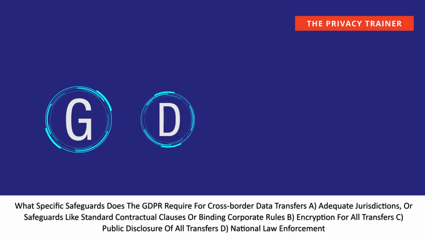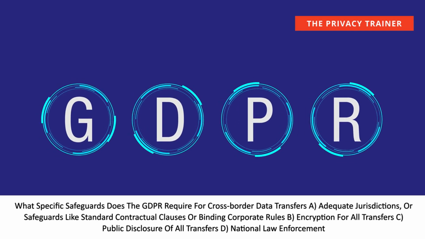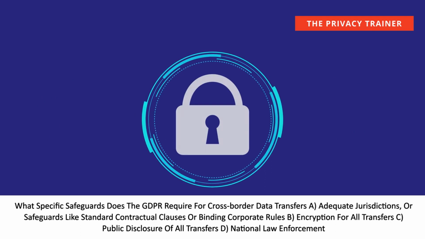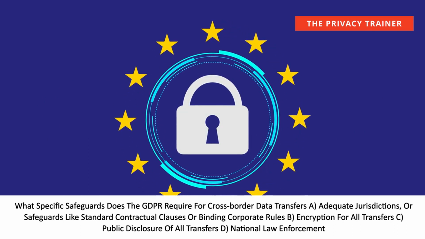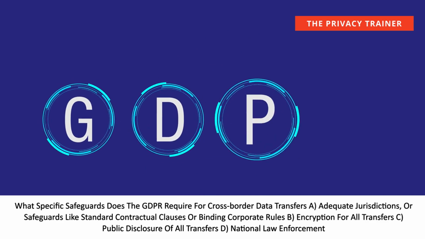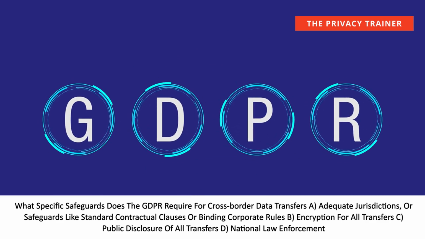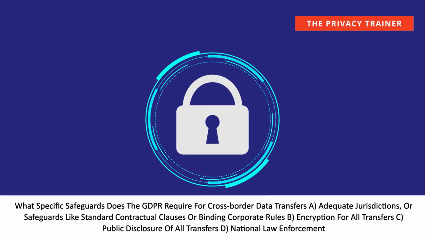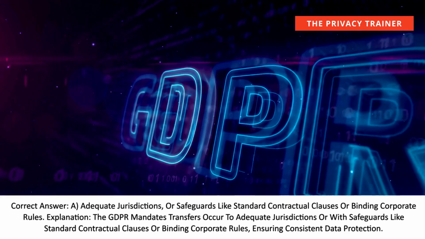What specific safeguards does the GDPR require for cross-border data transfers? A. Adequate jurisdictions, or safeguards like standard contractual clauses or binding corporate rules. B. Encryption for all transfers. C. Public disclosure of all transfers. D. National law enforcement. Correct answer: A.